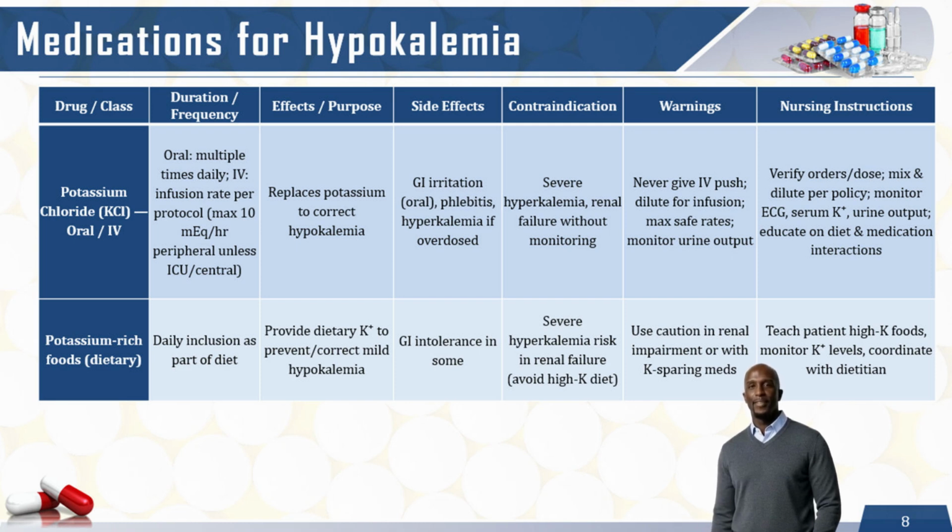IV potassium must never be given as a push, only diluted and infused slowly, usually 10 milliequivalents per hour. Nurses monitor ECG, check urine output, and educate patients about potassium-rich foods. We encourage potassium-rich foods for mild hypokalemia: bananas, spinach, oranges, potatoes.